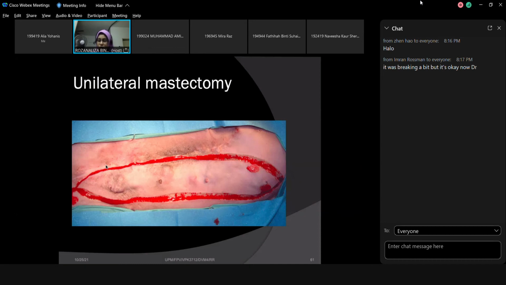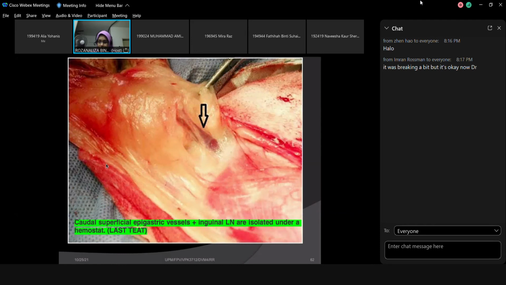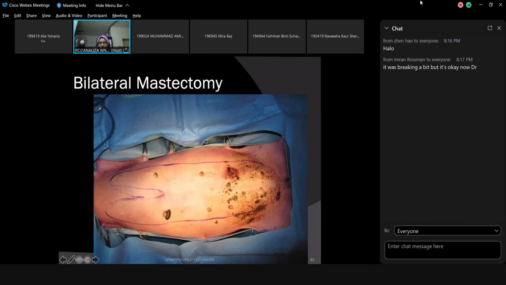When you're done with your last teat, go slow around here and slowly blunt dissect, looking for your inguinal lymph node. It's very important to stage whether it has already metastasized or not. Usually the lymph node is supplied with a major vessel, so you want to be very careful with that. For this, you have the caudal superficial epigastric vessels, so make sure you ligate them properly. I usually double ligate this. I'm very scared.